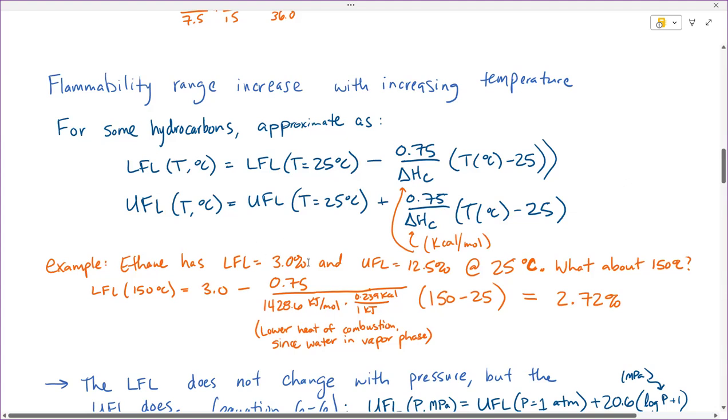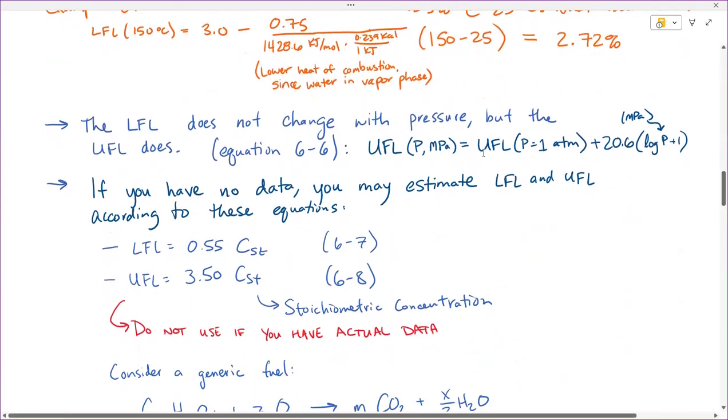I have an example here, but I won't go through it just in the interest of time. If you had a very hot part of the process where it was 150 degrees instead of 25, you would find that the LFL would decrease to 2.72% instead of 3%. Pressure is also something that could theoretically change the LFL and the UFL. The LFL is not super sensitive to pressure, but the UFL is. So again, there's an equation in the book that would tell you how to treat this, and I'll just direct you to that equation and use it if you see fit.